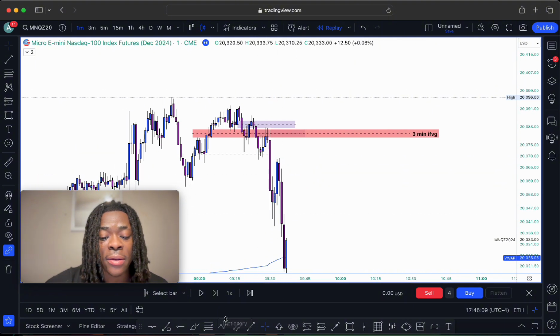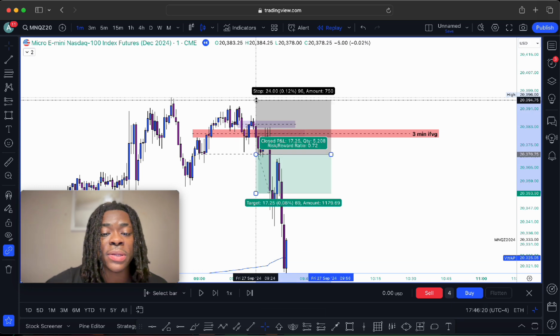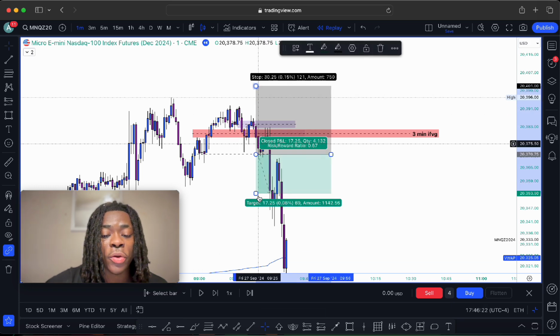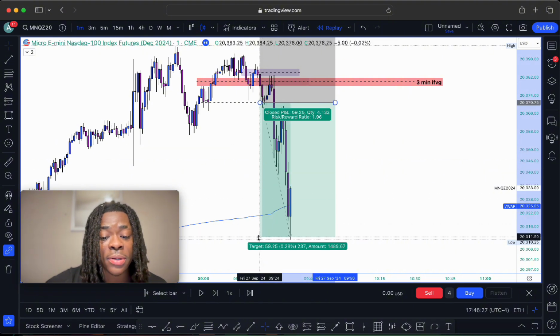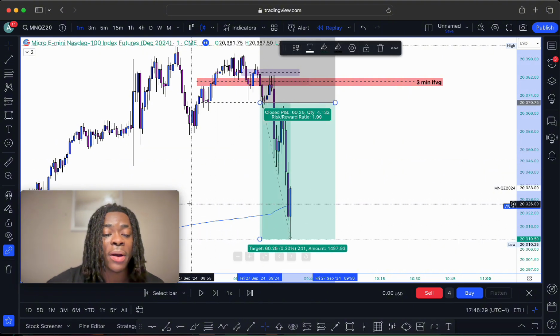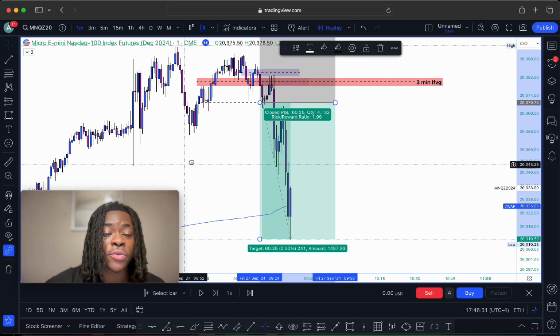So once I saw that, I placed the limit order, 4 contracts, risking 30 points and targeting 60 points take profit. Trade hit in about 12 minutes. It was a very beautiful trade.